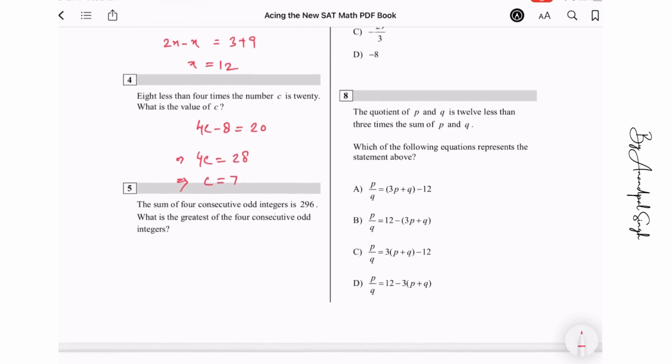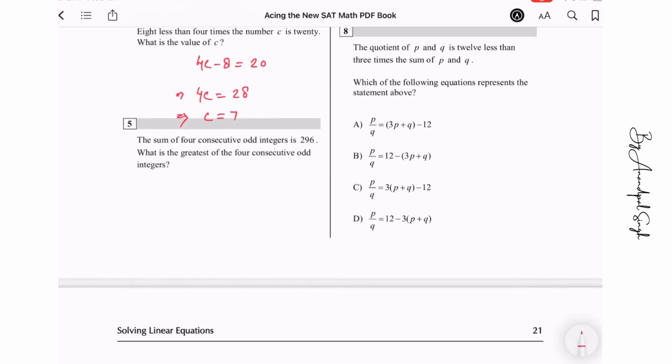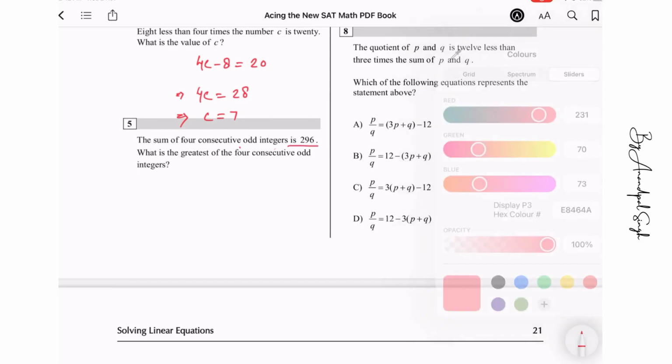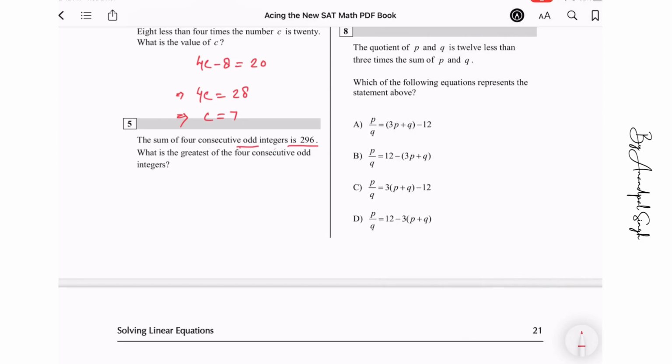The sum of 4 consecutive odd integers is 296. What is the greatest of the 4 odd integers? When they're talking about odd integers, let us suppose that the first odd integer is n, then the second will be n plus 2, third will be n plus 4, then we have n plus 6. When I find the sum, I get 4n plus 12, which is equal to 296. To find the greatest, we need to find n plus 6.